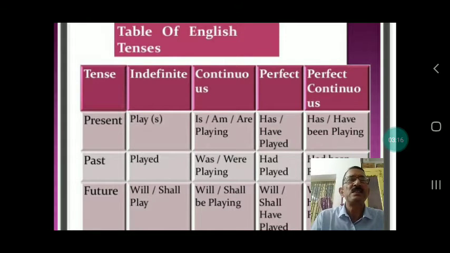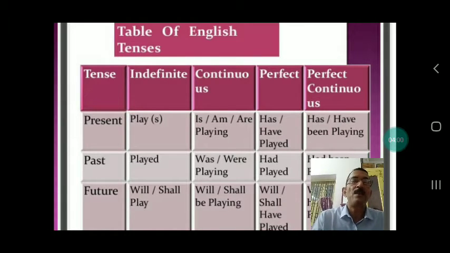As in present indefinite, we use the present form of the verb, or V1, with S or ES. In continuous, we use the auxiliary verb am, is, or are plus V1 plus ing. If it is present perfect, then we use subject plus has or have plus V3, that is played. If it is perfect continuous, then use has or have plus been plus V1 plus ing.